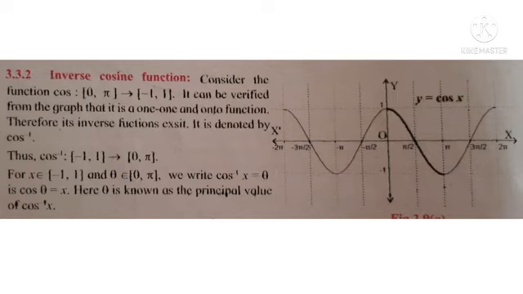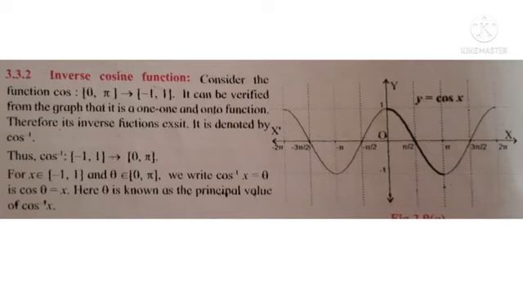Observe, students, here the function is given: y is equal to cos x. The range of the cos function is from -1 to 1. So cos 0 is 1 and cos pi is -1. So here you observe that for -1 to 1, cos of pi is -1 and cos of 0 is 1. Observe here, so cos inverse x goes from -1 to 1 to 0 to pi.